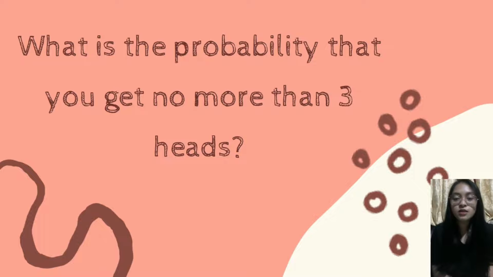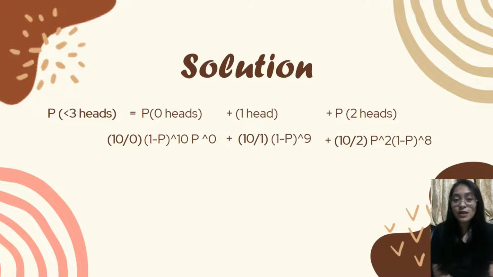The second question is, what is the probability that you get no more than 3 heads? The probability of getting less than 3 heads can be obtained in multiple ways, and those are the probability of getting 0 heads, plus the probability of getting 1 head, plus the probability of getting 2 heads. Each of these independent cases will satisfy this condition of less than 3 heads. Now, the probability of exactly one sequence that has 0 heads will be (1 minus p) to the 10th times p to the 0, because I have 0 heads and 10 tails, and there are 10 choose 0 such sequences that have exactly 0 heads.